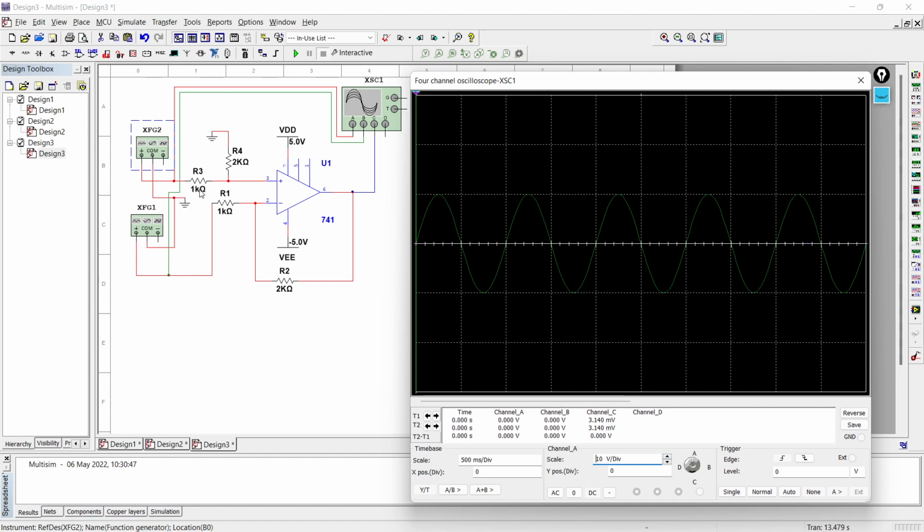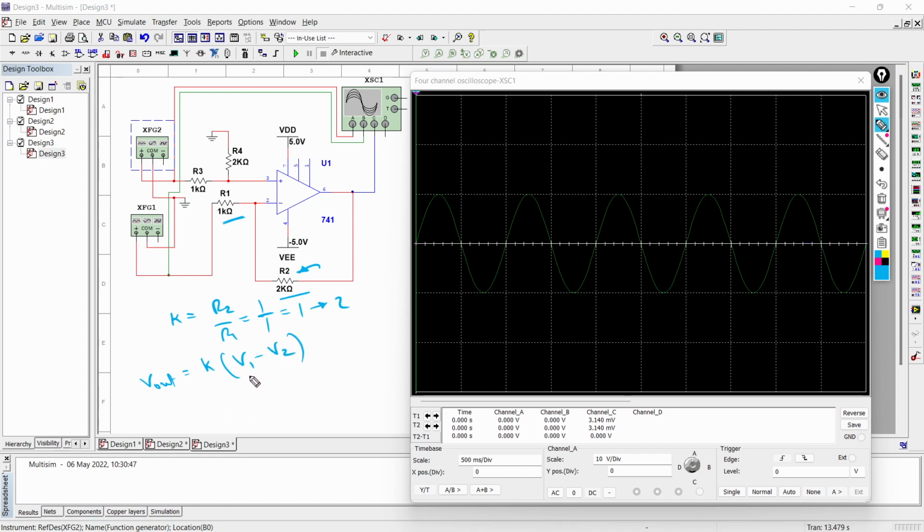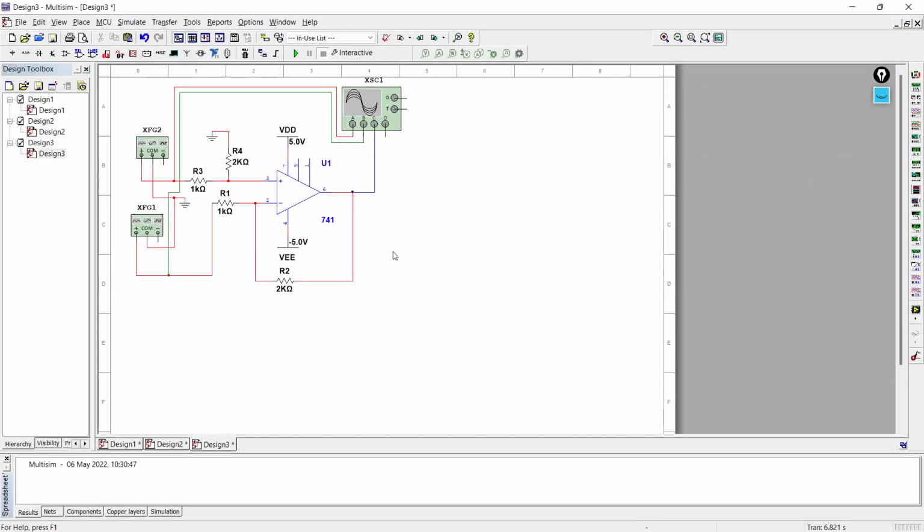What was the equation? Equation was V output is equal to K times V1 minus V2, right? Or V2 minus V1. So our gain is 2, but this difference is 0. So that is why we are getting 0 volt in output over here. Now here, let me modify a few changes and then we'll see what happens when we provide two different voltage levels of input to this differential amplifier.